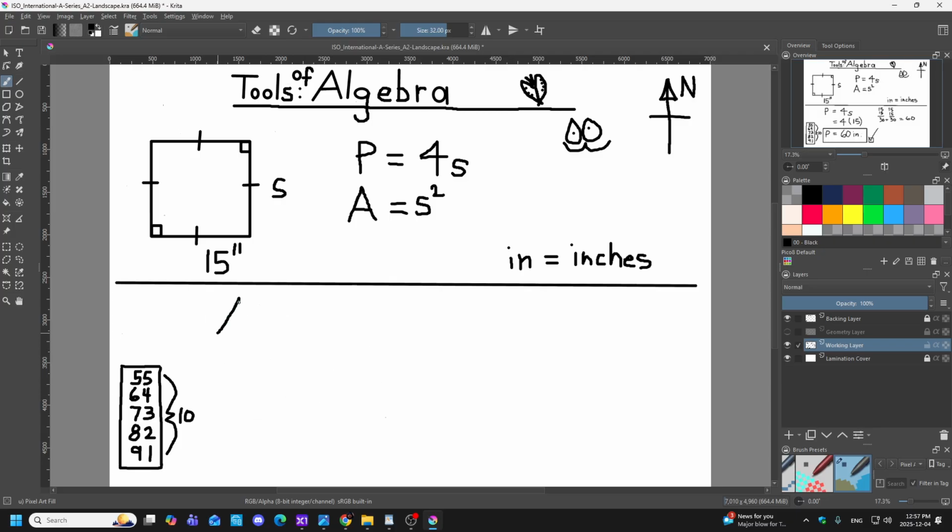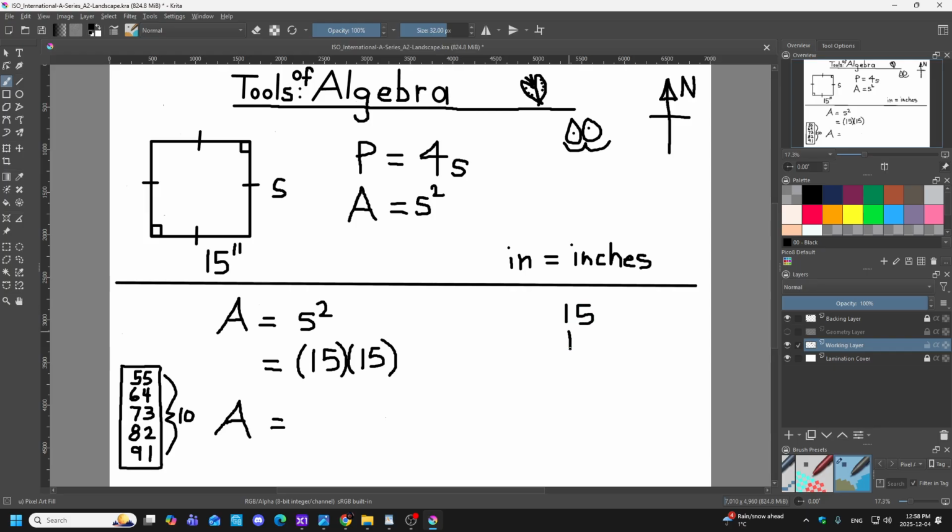All right. Area equals S squared, which equals 15. And like I said before, squared means multiplying the value by itself, with the exact same value. All right. Long multiplication, shall we? I'm thinking it's 225, but I'm guessing.